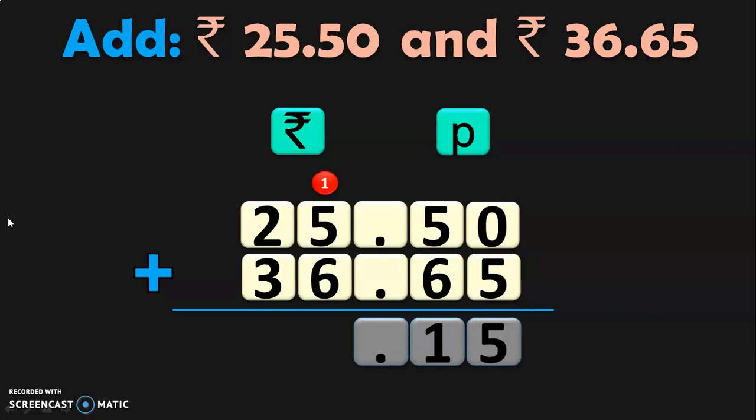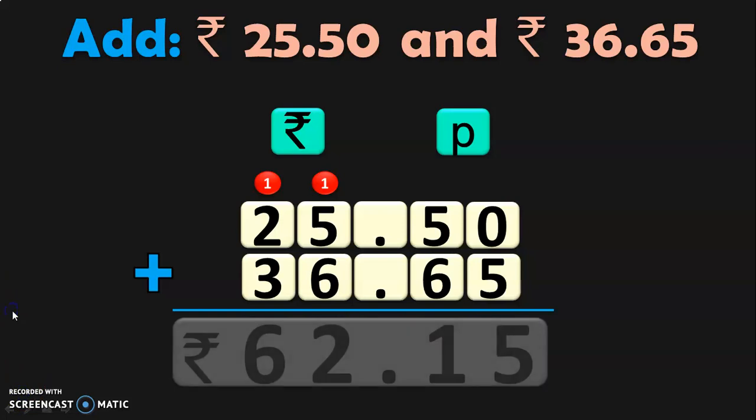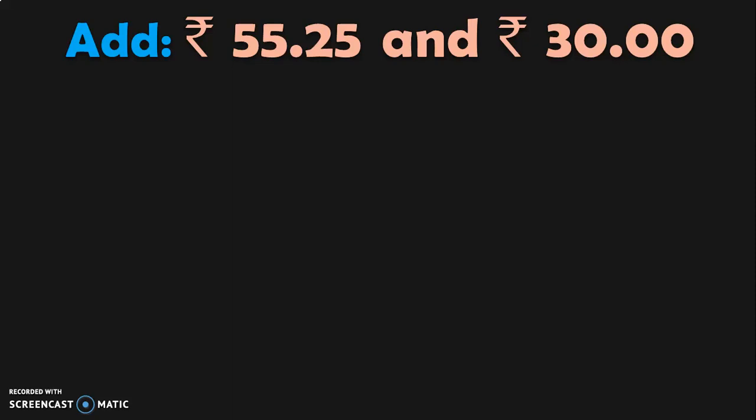Now 1 plus 5 is 6 and 6 plus 6 is 12. 2 carry over 1. Now 1 plus 2 is 3 and 3 plus 3 is 6. So when you add 25 rupees 50 paise and 36 rupees 65 paise, you get 62 rupees and 15 paise. Let us do another sum.